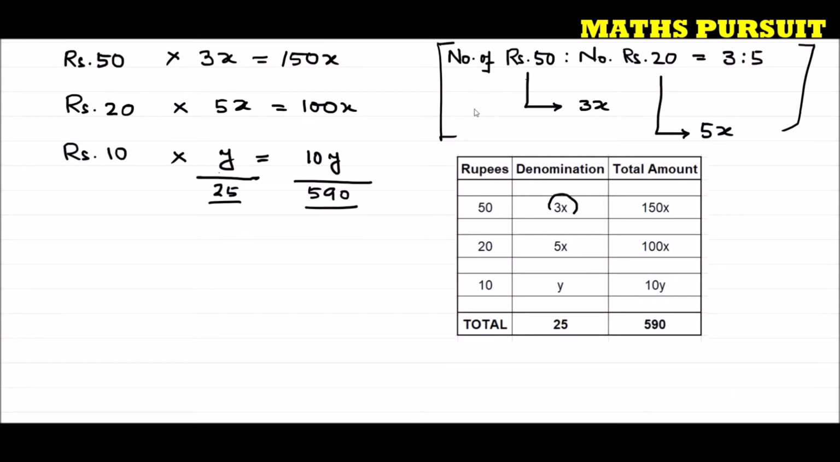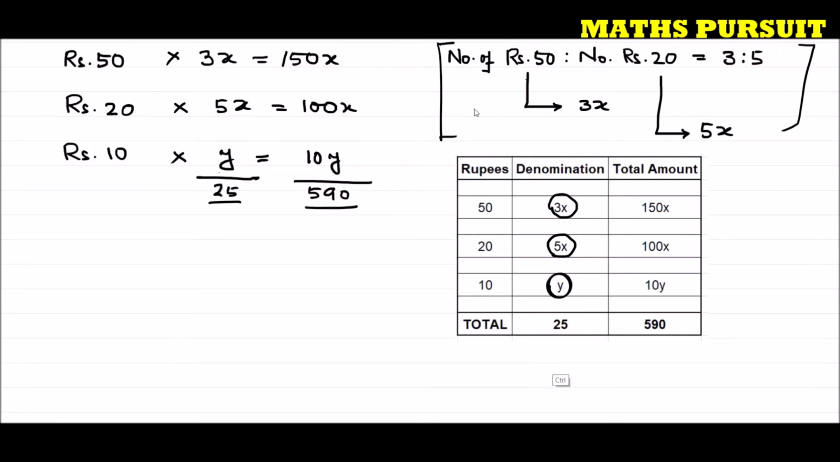We have assumed there are 3x notes of 50 rupees denomination, the number of 20 rupees notes is 5x, and the number of 10 rupees notes is y. This is what we have assumed. And the total number of notes that Deveshi has is 25. This is what we very well know.